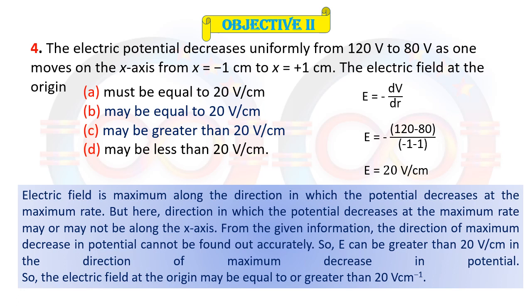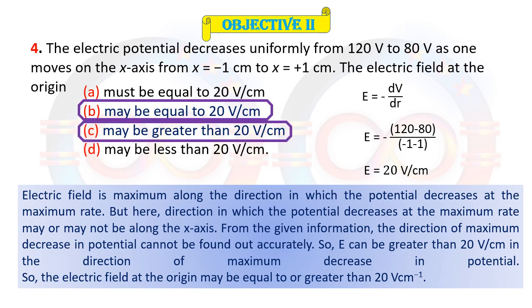along the x-axis, because it is saying that on the x-axis it is first 120 volt, then 80 volt, but it is not saying that this decrease is maximum along the x-axis. Now from the given information, the direction of maximum decrease in potential cannot be found out accurately. So E can be greater than 20 volt per centimeter in the direction of the maximum decrease in the potential. So there is a possibility it is equal to 20 volt per centimeter, maybe greater as well. So options B and C are both correct in this particular question.